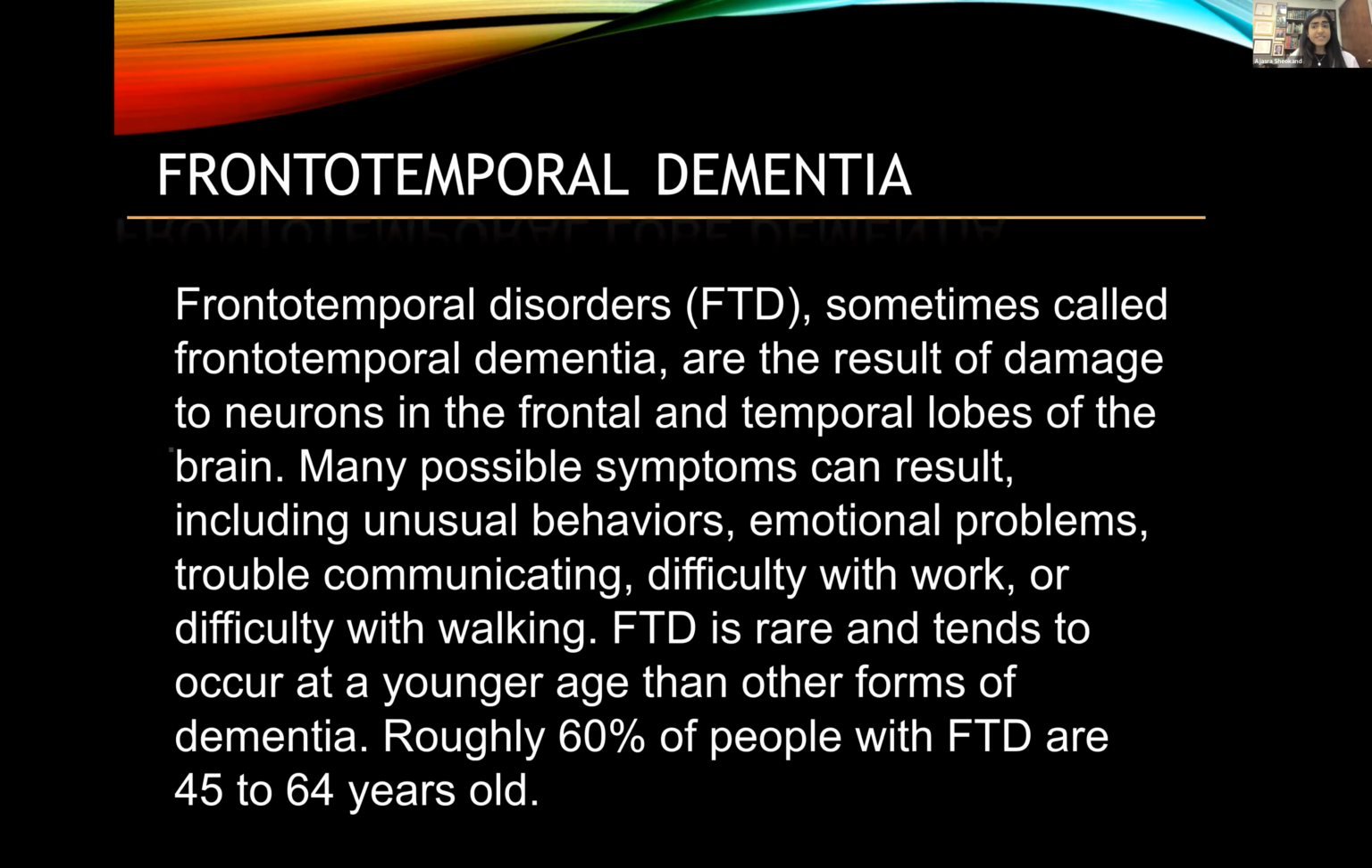So let's start with frontotemporal dementia, also called Pick's dementia. It is the third most common sort of dementia after Alzheimer's and Lewy body dementia. And it's actually seen a little earlier than Alzheimer's or Lewy body dementia. It's the result of damage to neurons in the frontal and the temporal lobes of the brain. Many possible symptoms can result, including unusual behaviors, emotional problems, trouble communicating, difficulty with work, or difficulty with walking. And as I said, it tends to occur at a younger age than other forms of dementia.